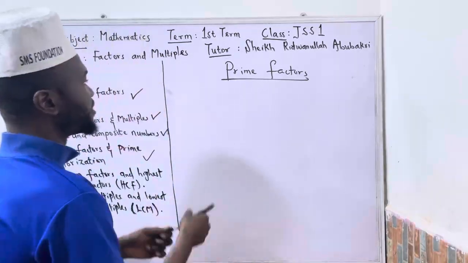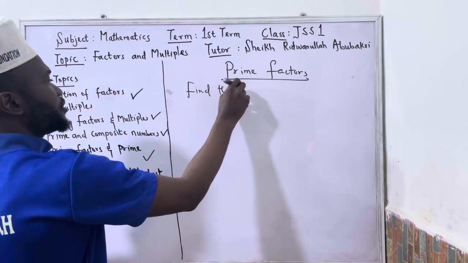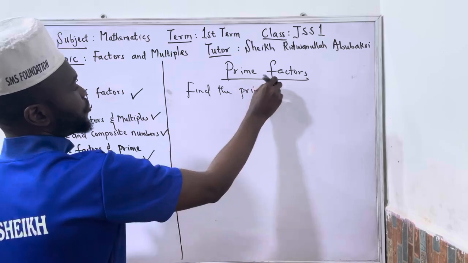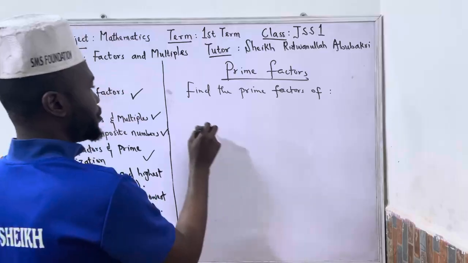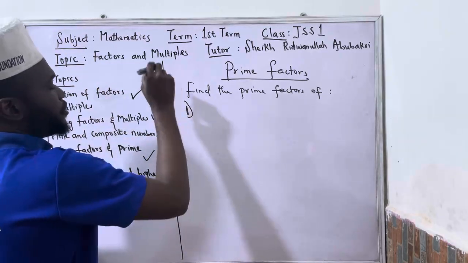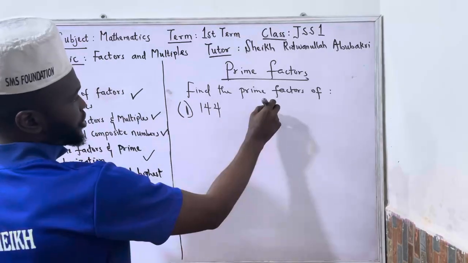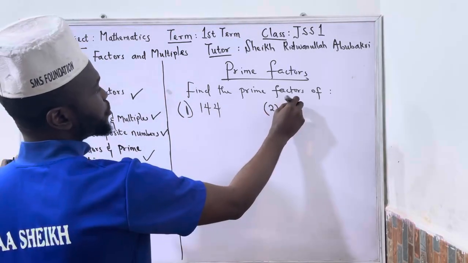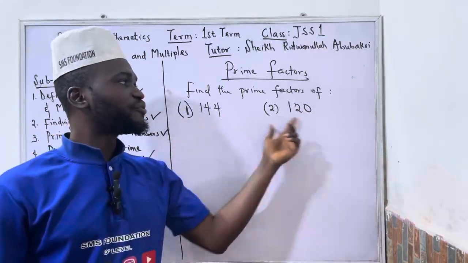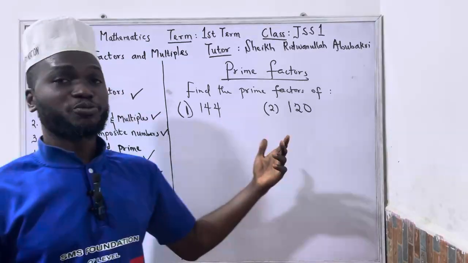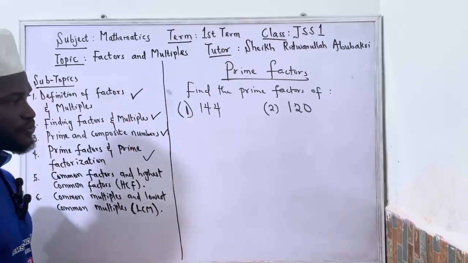So let's see an example. So the question can say, find the prime factors of, so number one, let's say number one is 144 and number two is 120. So you can be asked to find all the prime factors of this. So it may be a smaller number and it may be a bigger number. So let's consider this first.